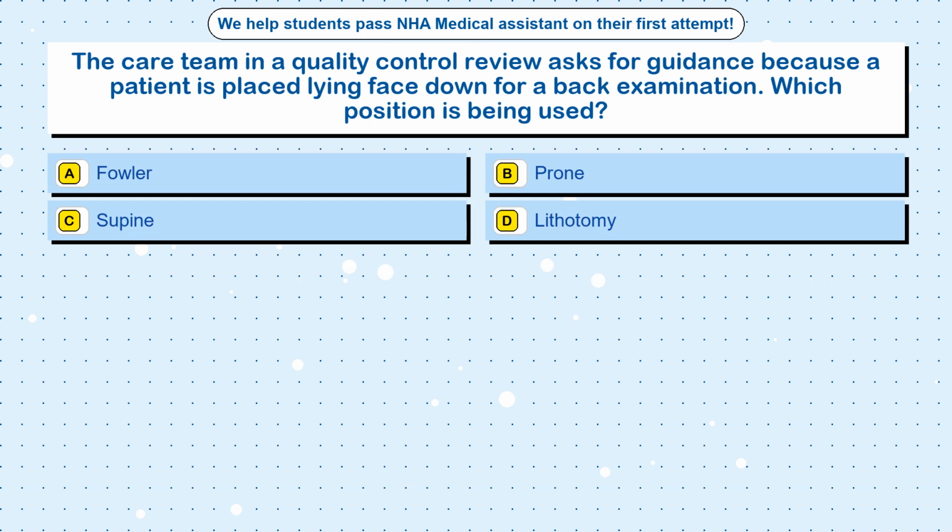Question 40. The care team in a quality control review asks for guidance because a patient is placed lying face down for a back examination. Which position is being used? Option A, Fowler. Option B, prone. Option C, supine. Option D, lithotomy.